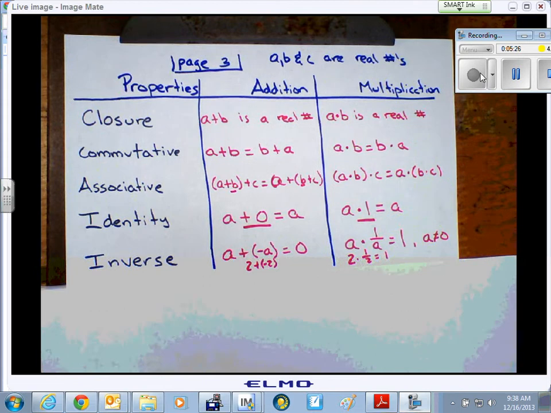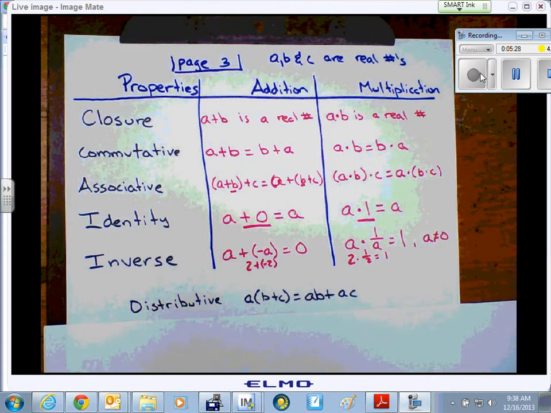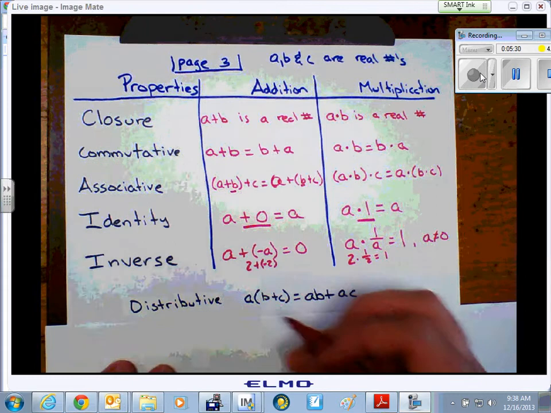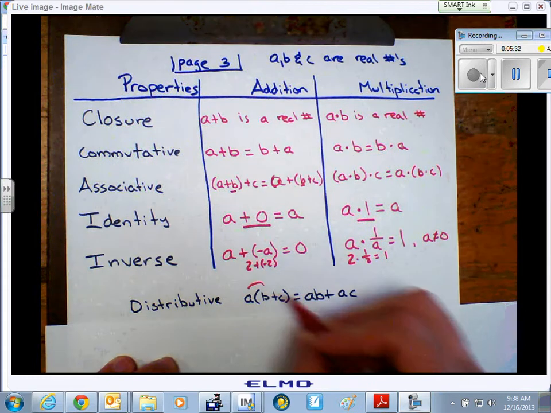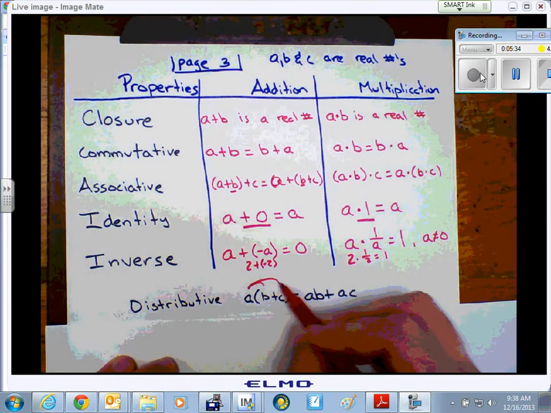Then the last one is distributive property. This one should be pretty basic from your Algebra 1. A times B is AB. A times C is AC.